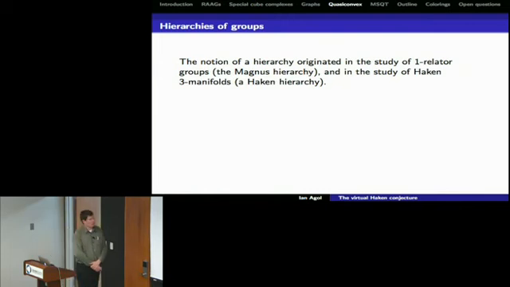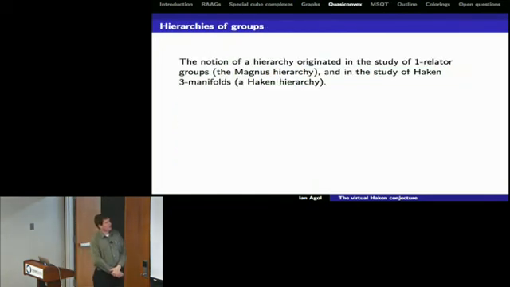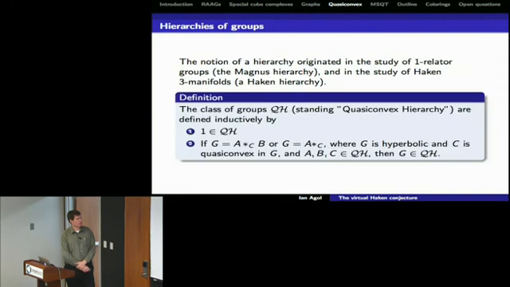Now, we can use these two operations, amalgamation and HNN extension, to get non-trivial classes of groups. So we can get a so-called hierarchy for groups. This originated in the study of one-relator groups, the Magnus hierarchy associated with a one-relator group, and then the study of Haken three-manifolds by Haken. He introduced the notion of a hierarchy there in a more geometric context, but it has this corresponding group theoretic interpretation. So I'm going to define a special class of groups that have a hierarchy.